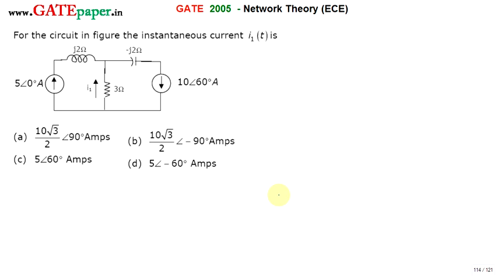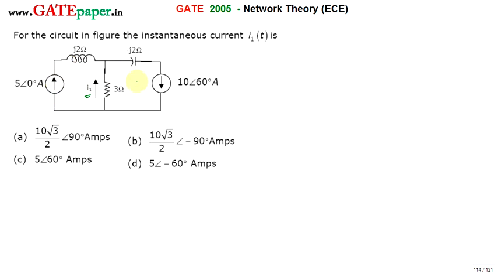Hello, we are discussing the GATE 2005 ECE paper. For the circuit shown, find the instantaneous current I1 of t, which is the current flowing through the 3 ohm resistor. We are going to calculate this I1 of t in the circuit.